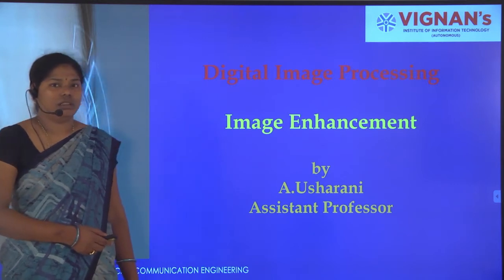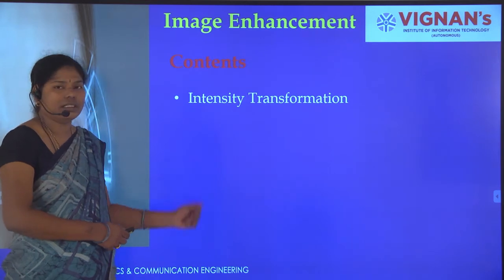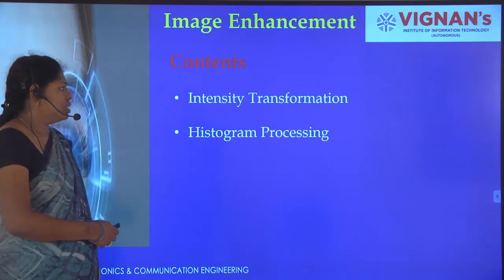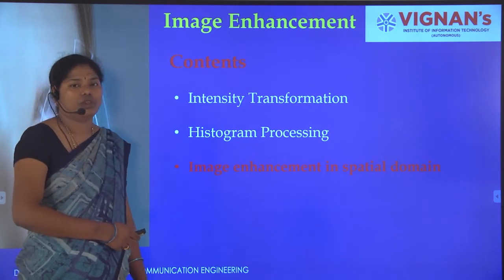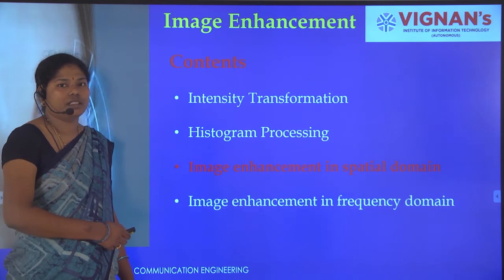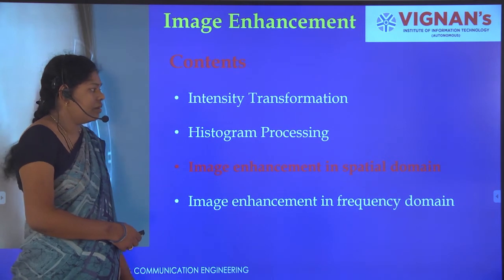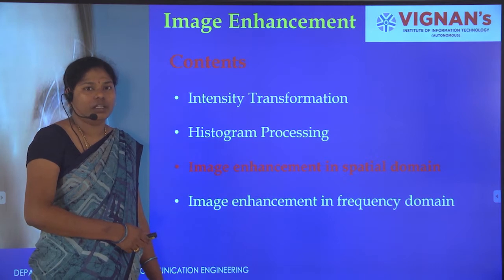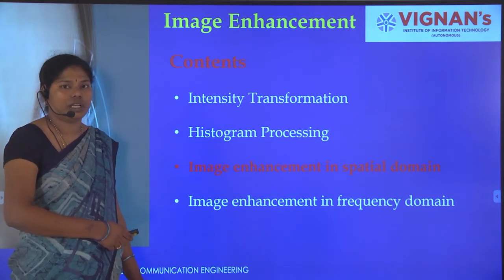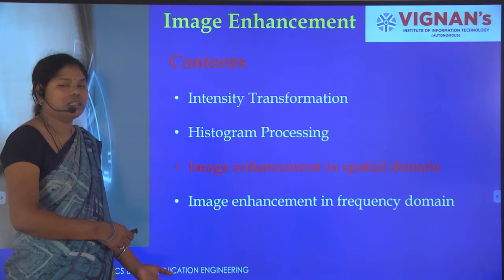Okay, already we learned in the last topic the contents of image processing, that is intensity transformation, next histogram processing. Now we have to go for image enhancement in spatial domain, and the next topic is image enhancement in frequency domain. Now we are going to see image enhancement in spatial domain. Spatial domain is nothing but it is a time domain. That is, here we are going to represent an image in terms of pixels. The pixels in terms we are modifying to get the better enhanced image.